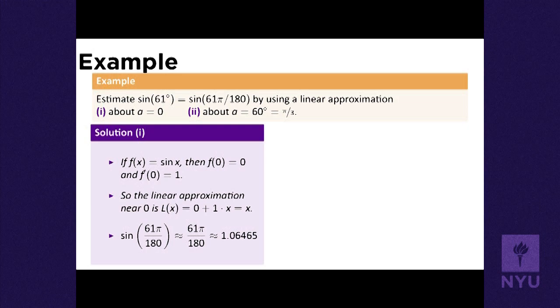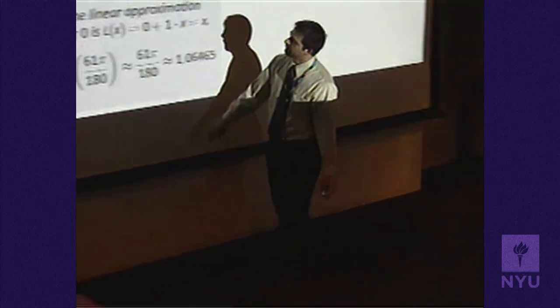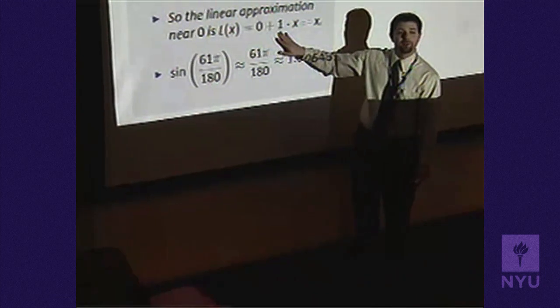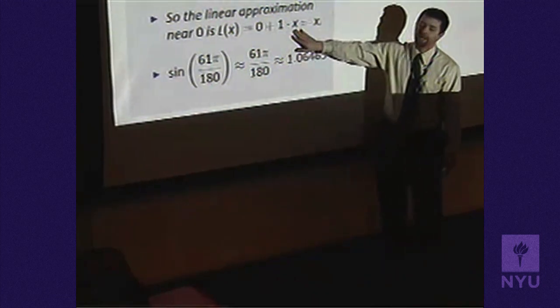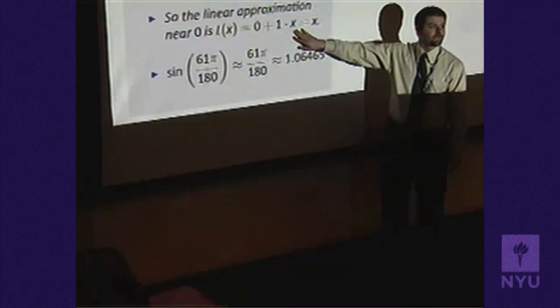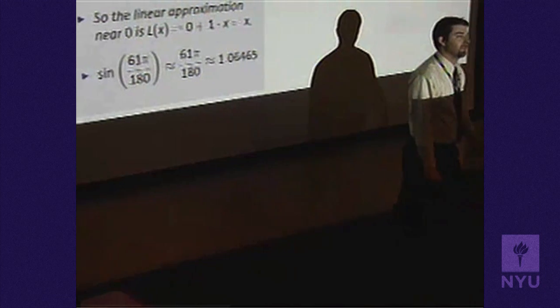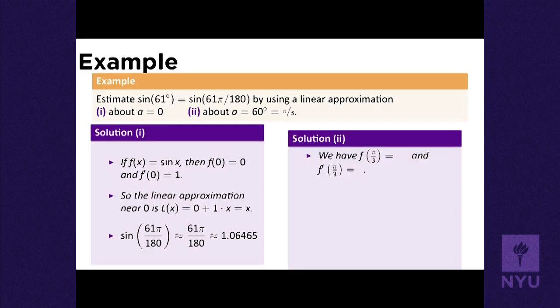Well, f of 0 is the sine of 0, that's 0. And f prime of 0 is the cosine of 0, that's 1. So the linear approximation looks like f of 0 plus f prime of 0 times x minus 0. And if you simplify that, it's just regular old x. So this linear approximation to the sine function near the point 0 is L of x is equal to x.